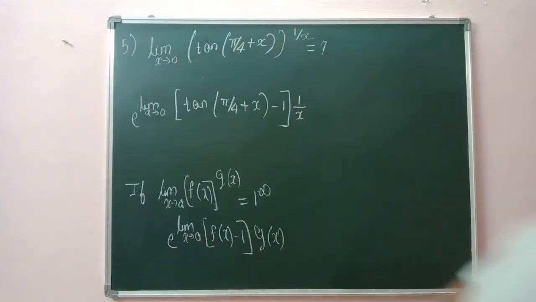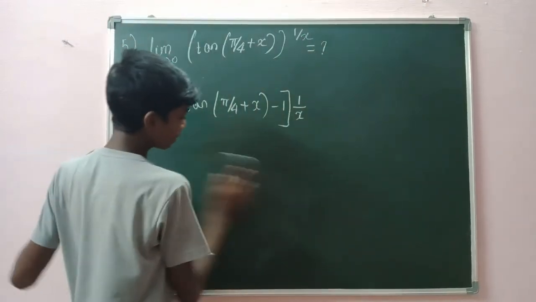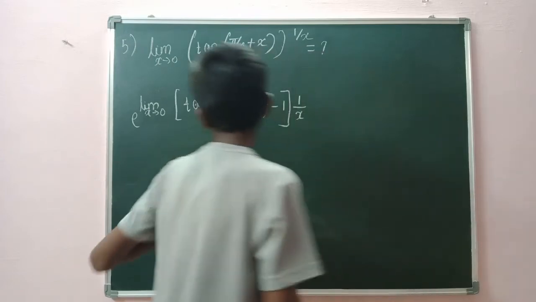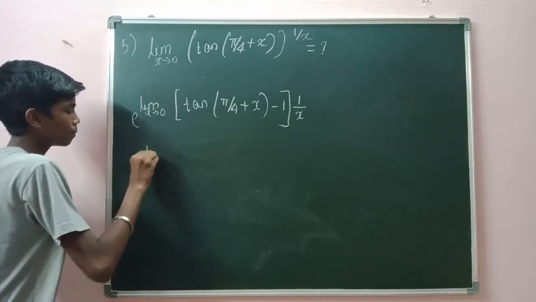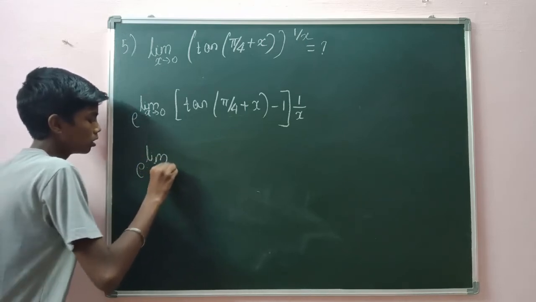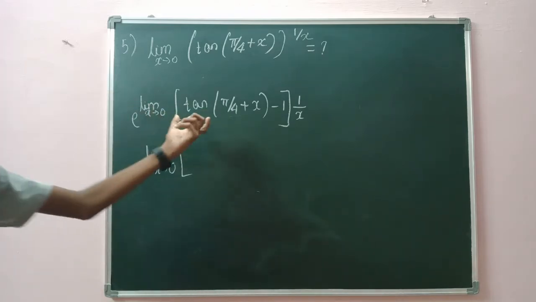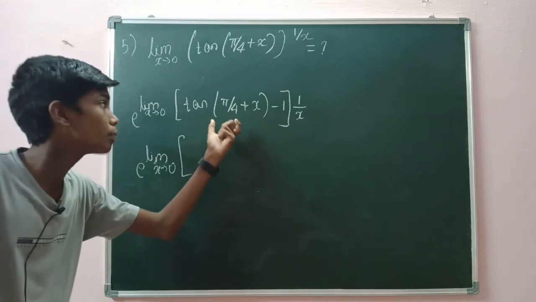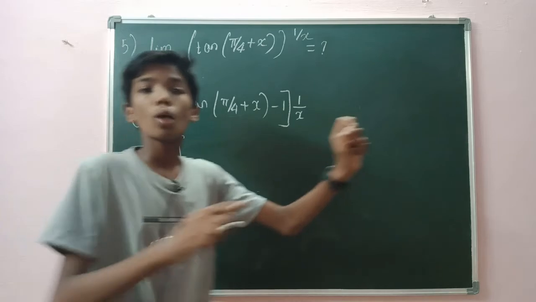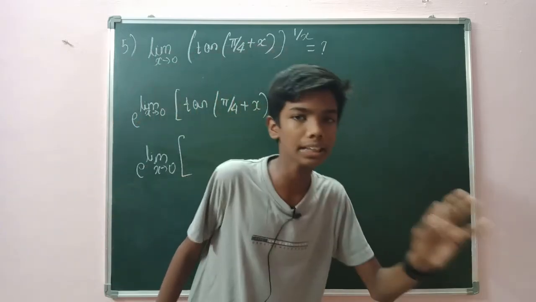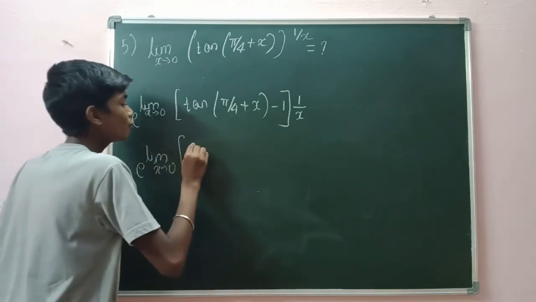Now, after this you are supposed to use your trigonometry formula. Here I have tan of pi by 4 plus x. Can't I use the tan of a plus b formula here? So I can write e power limit of x tends to 0 of, listen, tan of pi by 4 plus x. Here I am going to use the tan of a plus b formula where a is pi by 4 and b is x. So I will get tan a plus tan b over 1 minus tan a tan b. Correct? Tan of a plus b is tan a plus tan b over 1 minus tan a tan b. So tan of pi by 4 plus x will be tan of pi by 4.